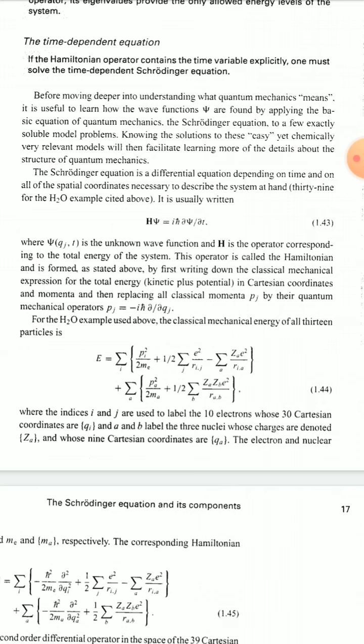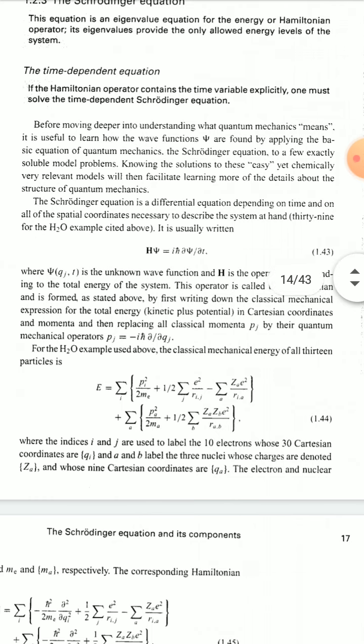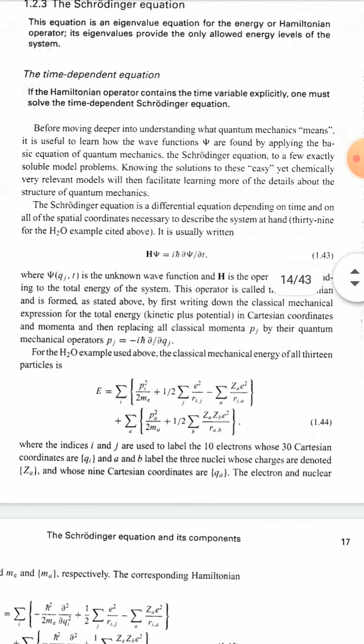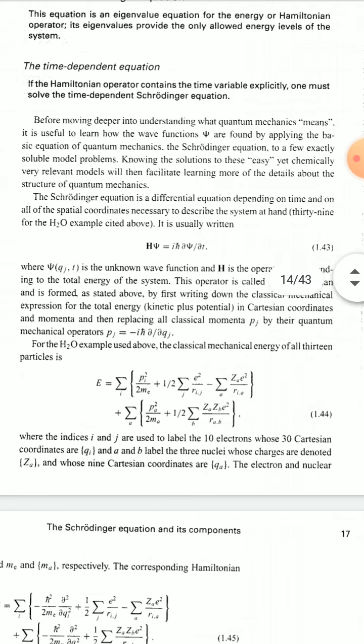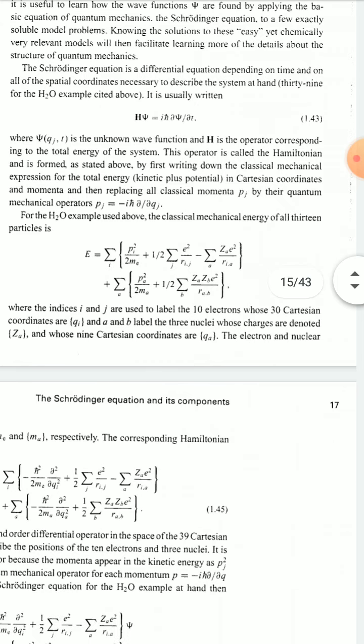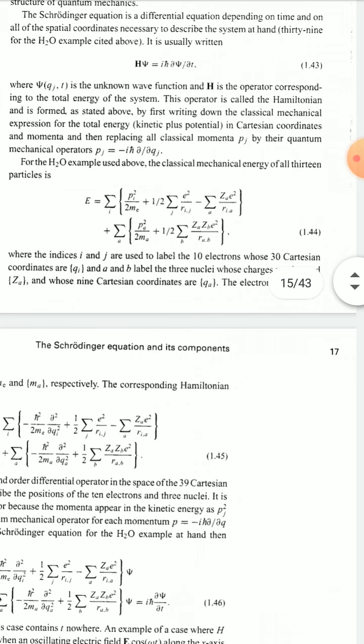The Schrodinger equation is a differential equation depending on time and on all the spatial coordinates necessary to describe the system at hand. For the H2 example cited above, it is usually written as H psi equals i h bar del psi upon del t, where psi is the unknown wave function and H is the operator corresponding to the total energy of the system.